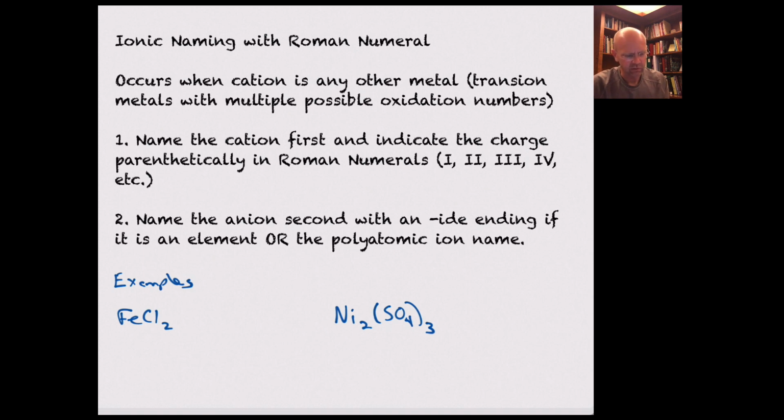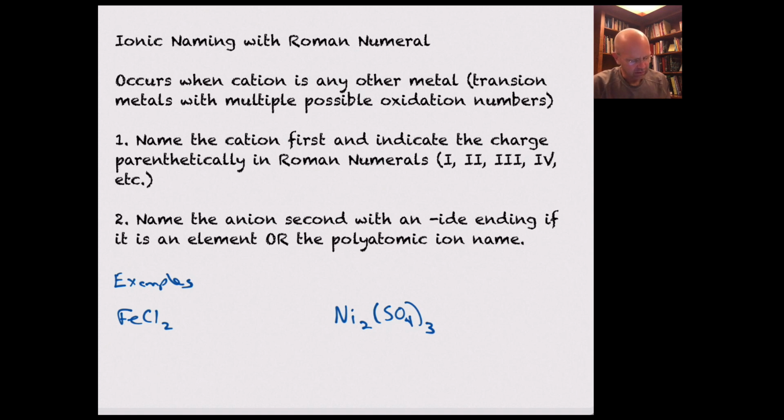So the process goes very similarly. First you name the cation, and you indicate the charge now parenthetically using Roman numerals to indicate whether it's a +1, +2, +3, or +4, and so on charge. The next thing you need to do is you need to name the anion, and you use its "ide" ending if it's an element, or if it's a polyatomic ion, use the polyatomic ion name. So let's do a couple of examples just to illustrate this.